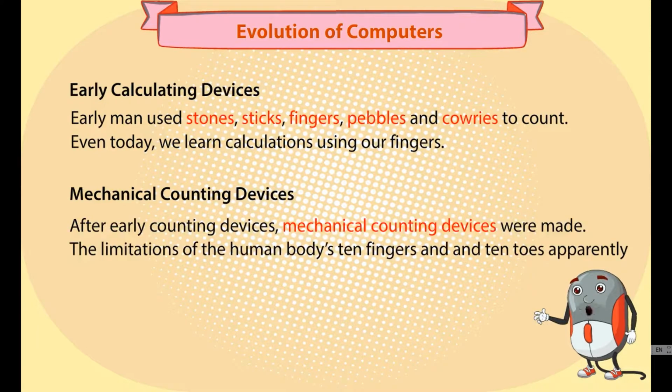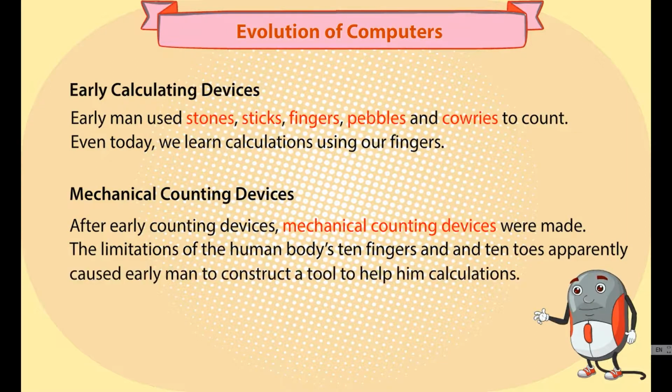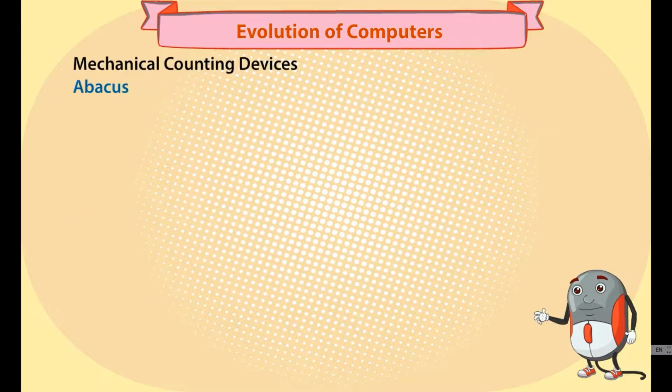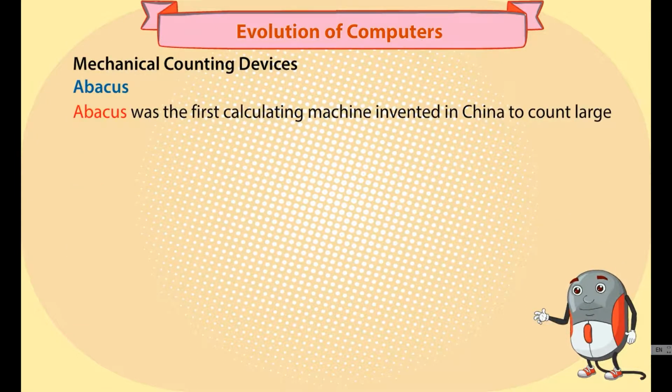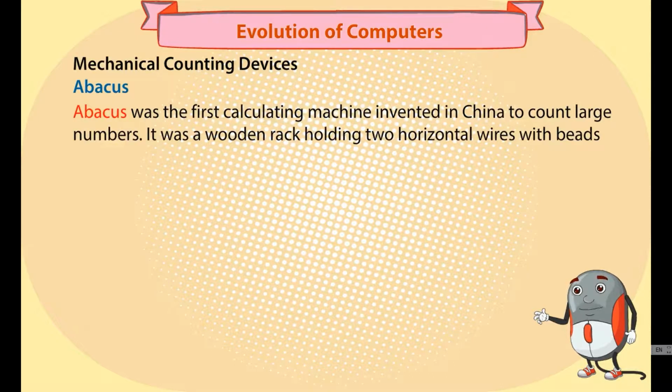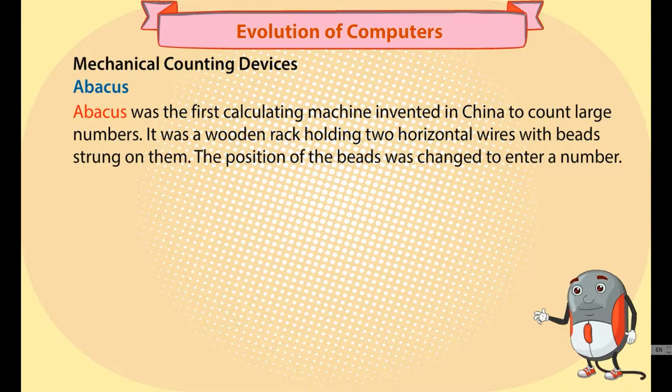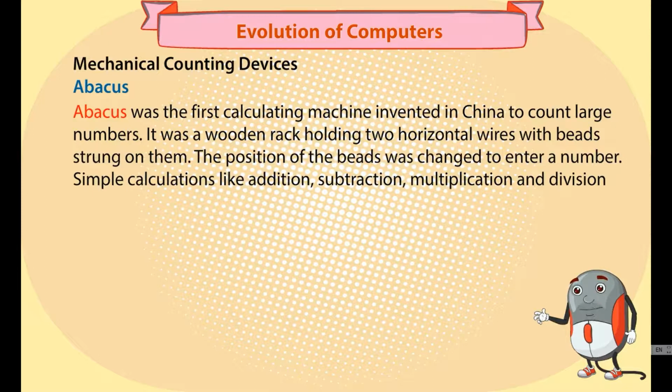The limitations of the human body's 10 fingers and 10 toes apparently caused early man to construct a tool to help him with calculations. Abacus. Abacus was the first calculating machine invented in China to count large numbers. It was a wooden rack holding two horizontal wires with beads strung on them. The position of the beads was changed to enter a number. Simple calculations like addition, subtraction, multiplication, and division were performed using an abacus.